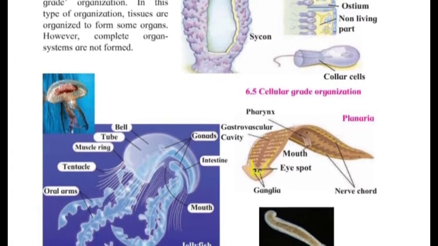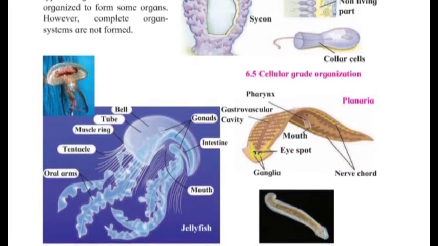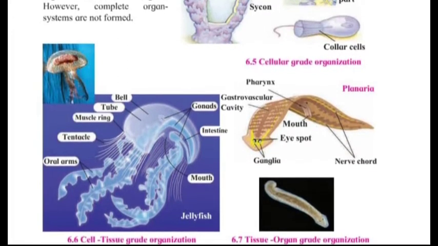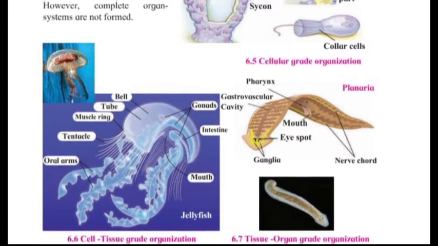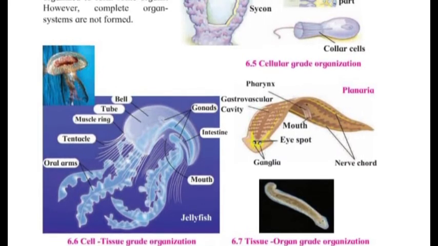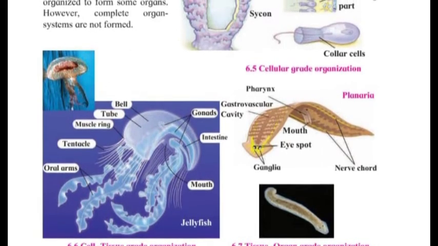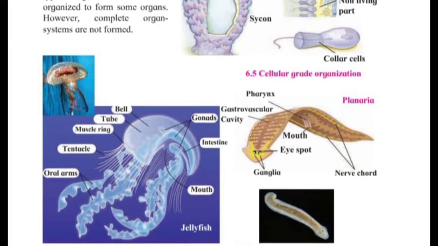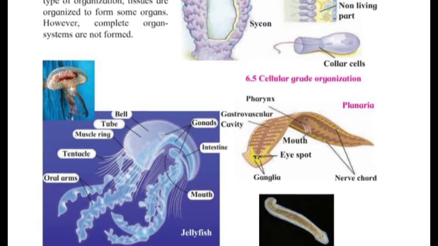As you can see, jellyfish is an example of tissue organ grade organization. As you are able to see, bell, nerve tube, muscle rings, tentacles, oral arms, mouth, all the things are present in jellyfish. Students, just pause the video, take a screenshot and write it down in your notebook: cell tissue grade organization and tissue organ grade organization.